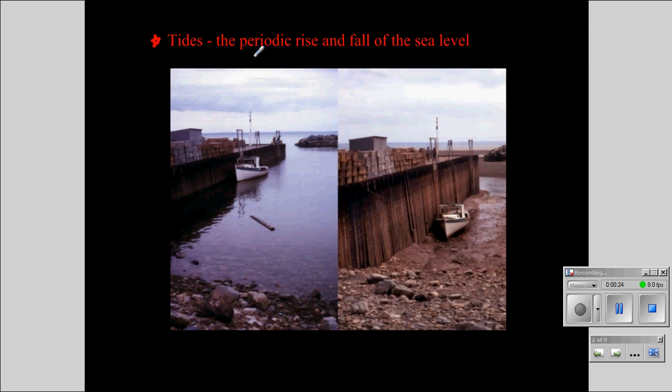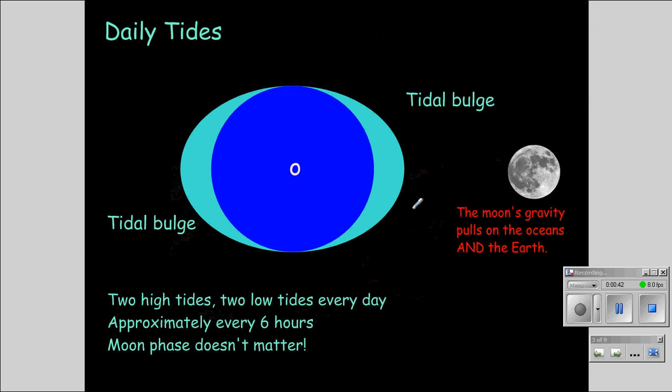Periodic meaning happening on a consistent basis in a timely manner. Here's an example of a high tide and a low tide. You see the same boat, the same dock, the same shore, a picture going from high tide to low tide. So again, it is a cycle, so we're going to have a repeating high tide and low tide.